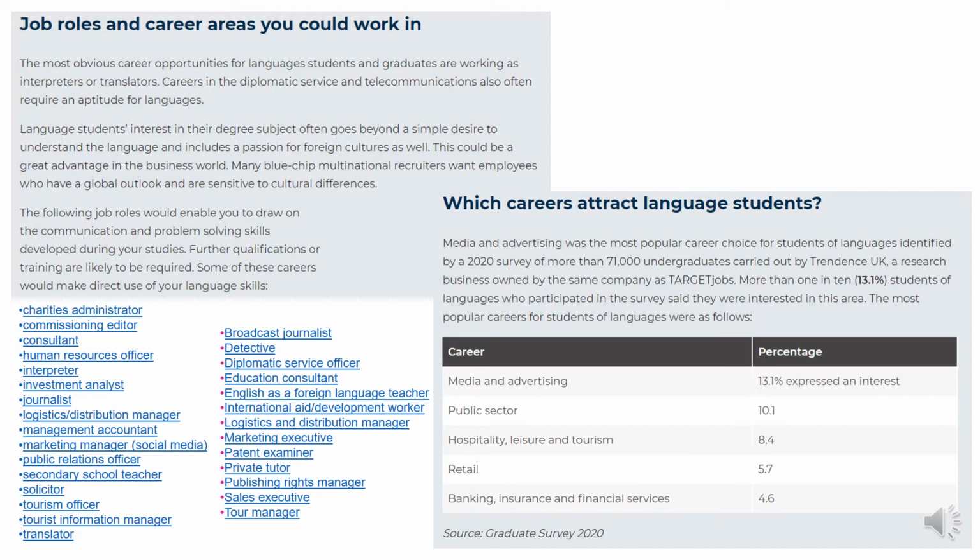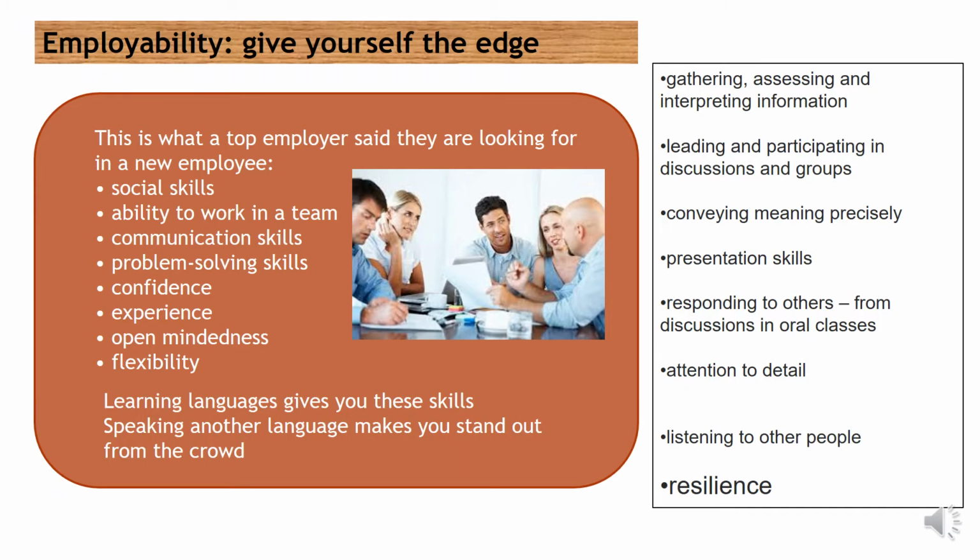Some of the areas that you could work in, there's a whole list of things here. You don't have to be a teacher, you don't have to be a translator or an interpreter. Languages are useful for all sorts of areas of work. What are employers looking for? They want you to have social skills, the ability to work in a team, communication skills, problem-solving skills, confidence, experience, open-mindedness and flexibility. Learning a language gives you all of these skills, and speaking another language makes you stand out from the crowd.